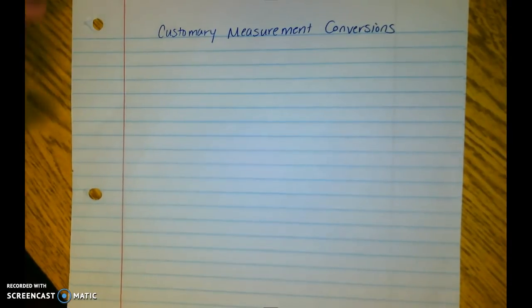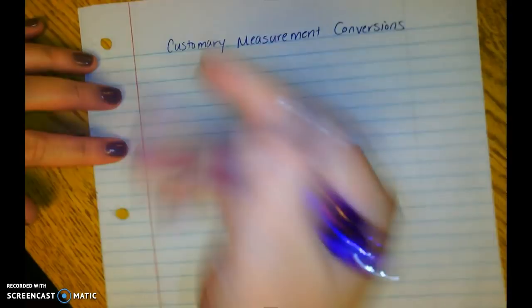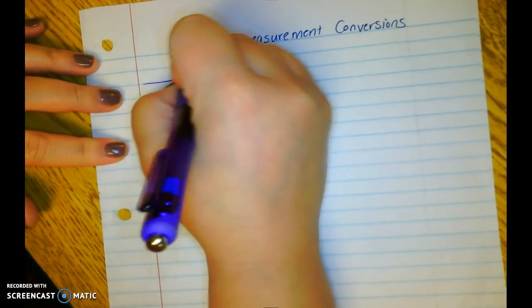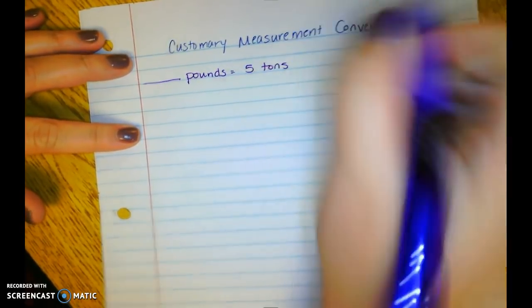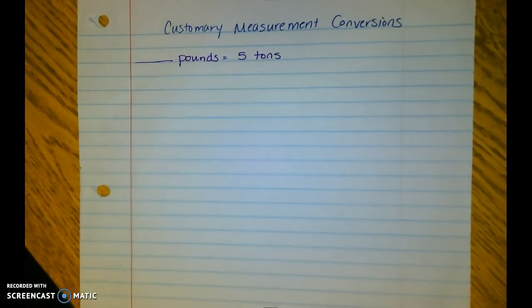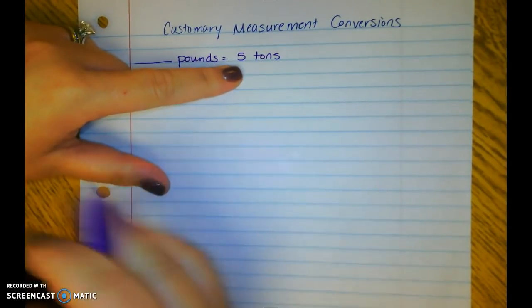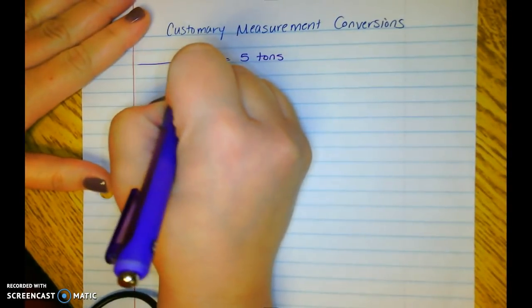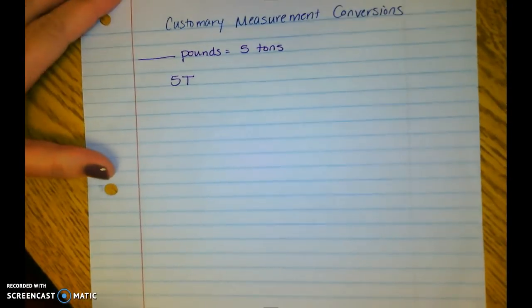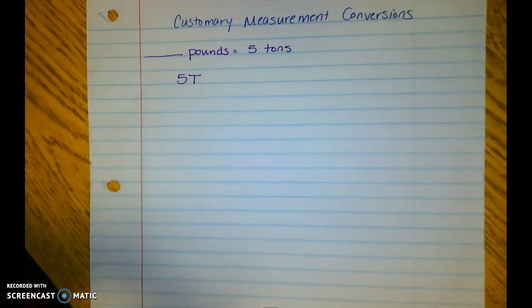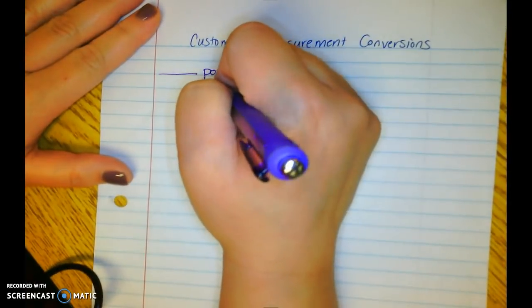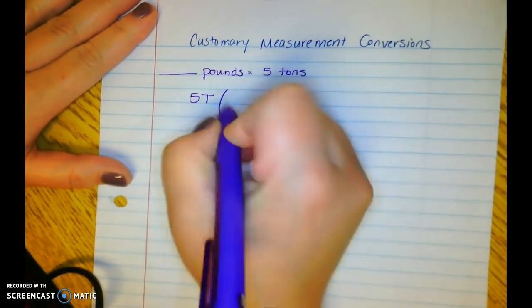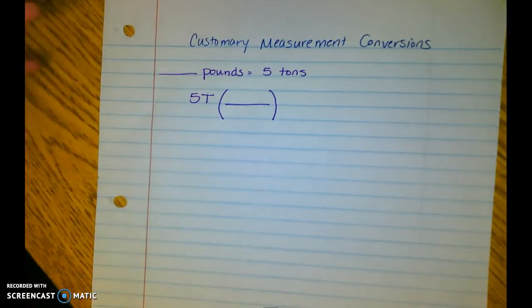So we're going to start with an example problem of trying to figure out how many pounds are in 5 tons. Okay, so the way we're going to set up our problem is we're always going to start with what we have. So I'm going to start with 5 tons. And then next to that, in parentheses, I'm going to set up a fraction, and the information is going to come directly from my formula chart with the relationship of pounds to tons.